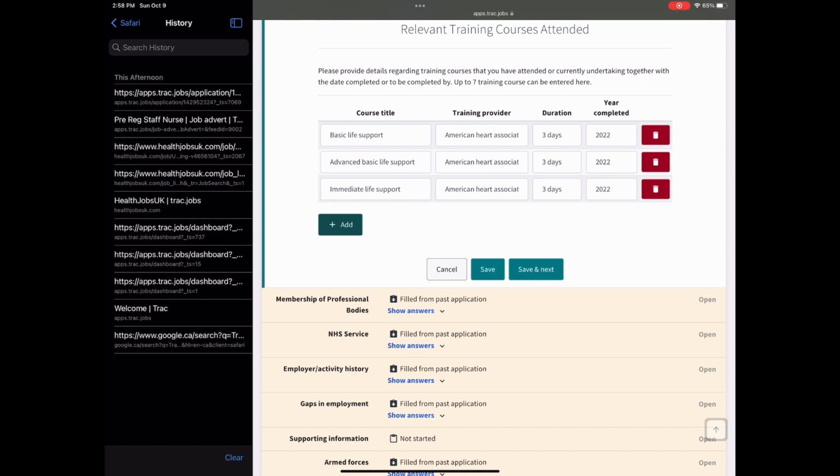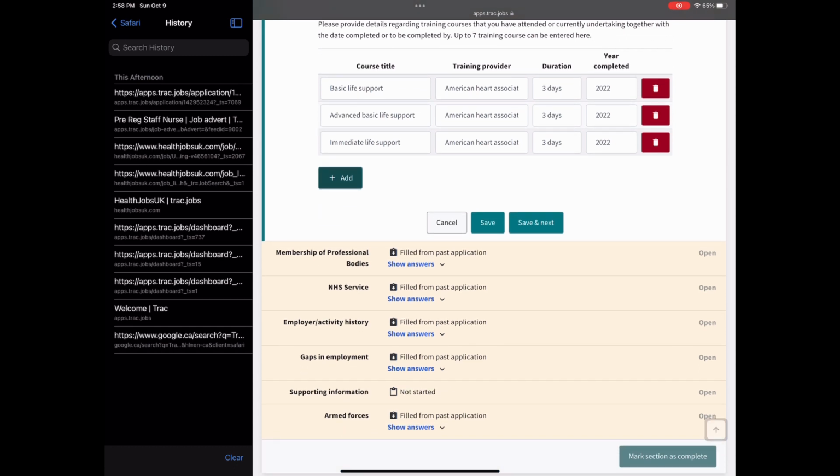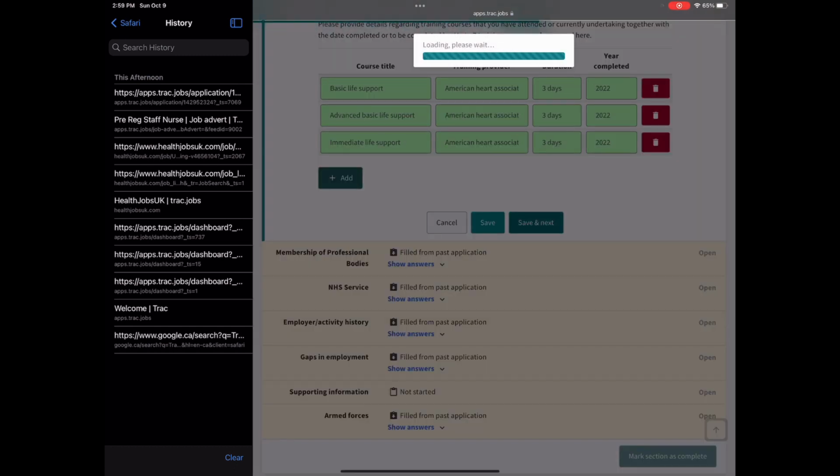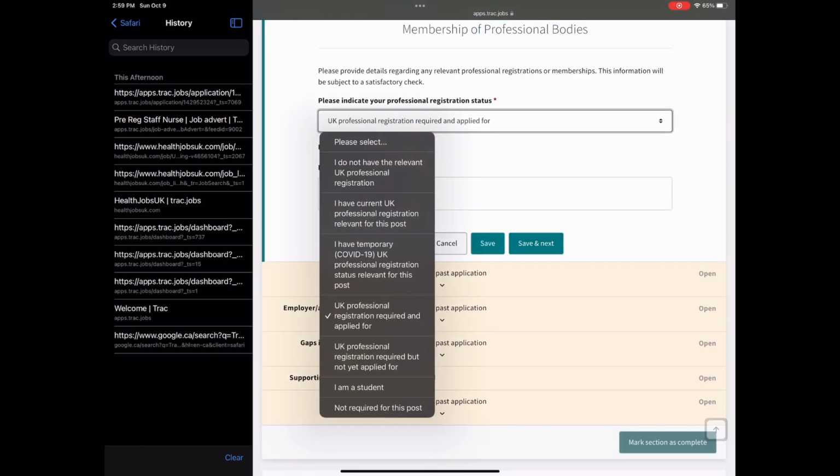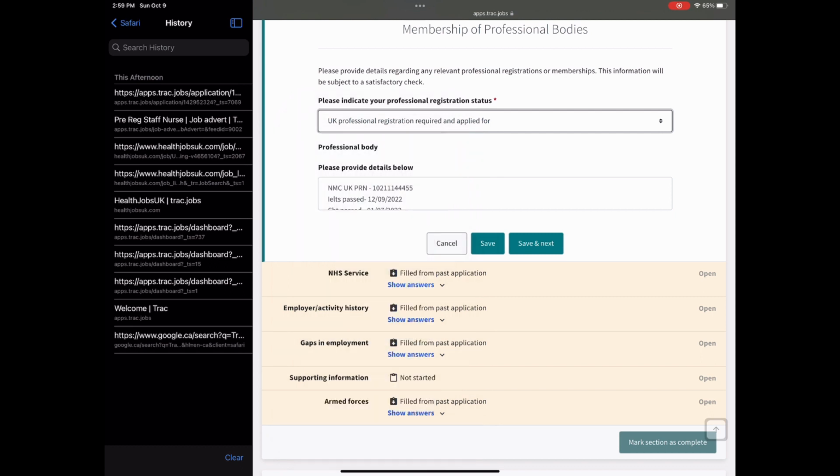And then make sure it's current, because I'm aware these courses expire. I think some after 2 years or so. Make sure they are not expired. And then indicate your professional registration status. Always click UK professional registration required and applied for. Some persons mistakenly click the one below that says required but not yet applied for. That's not it. You've been verified by NMC. You've received your decision letter, you've passed IELTS, you've passed CBT, you've come a long way to still end up putting not applied for. So put applied for.